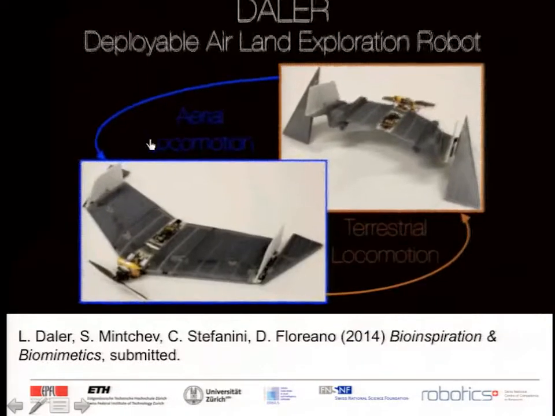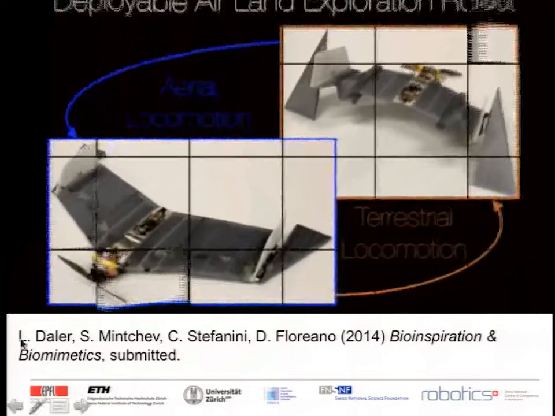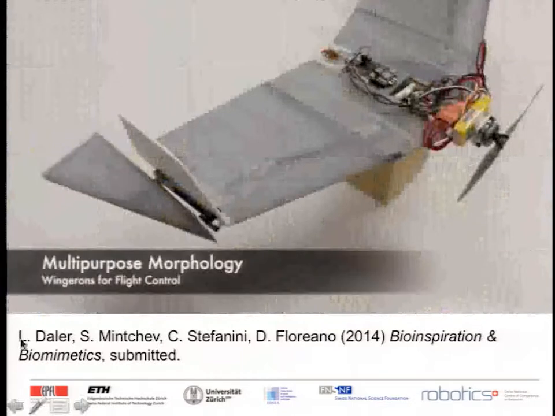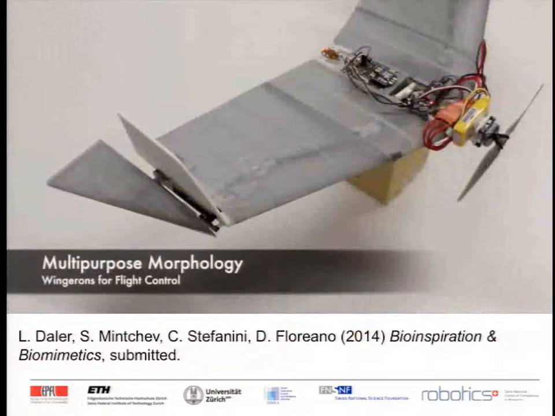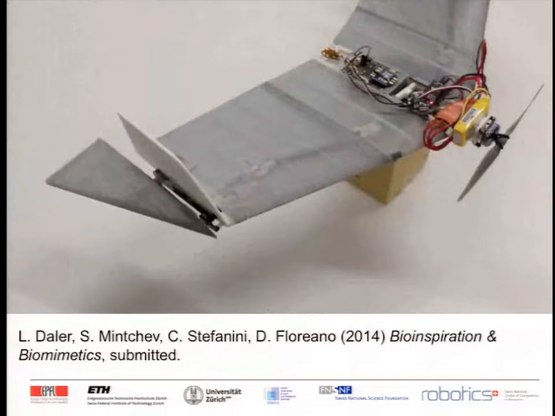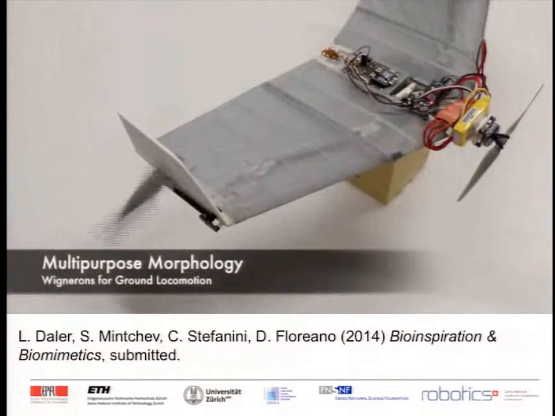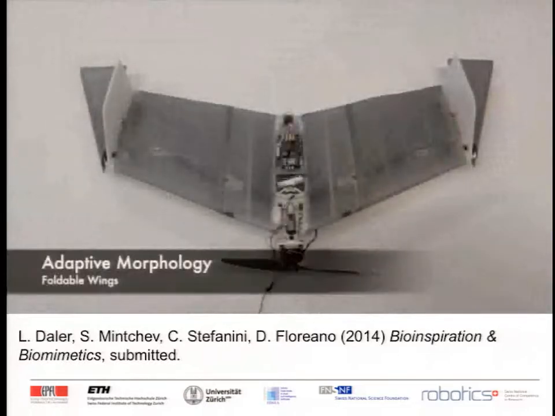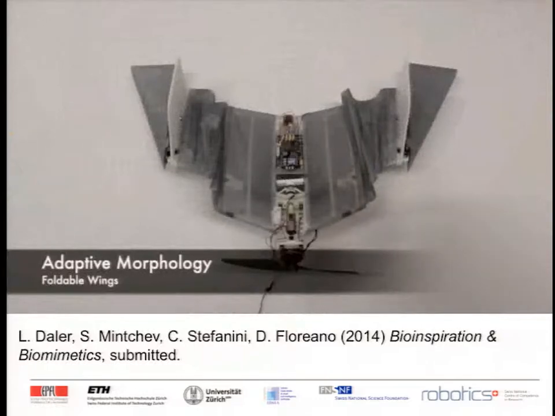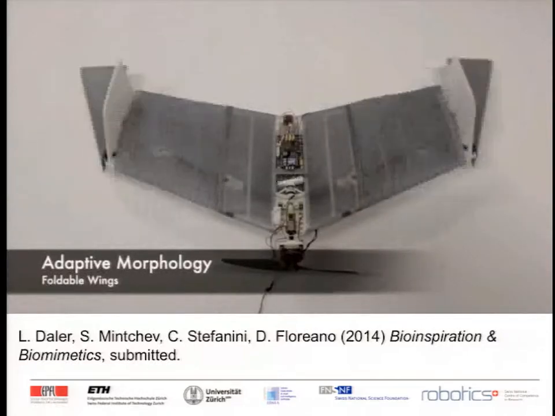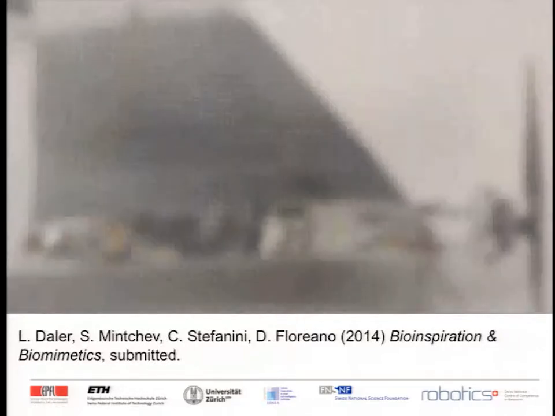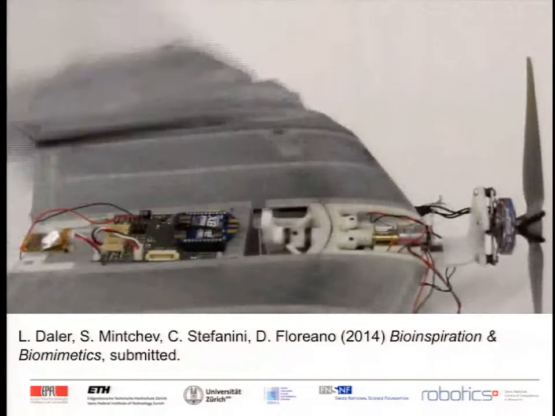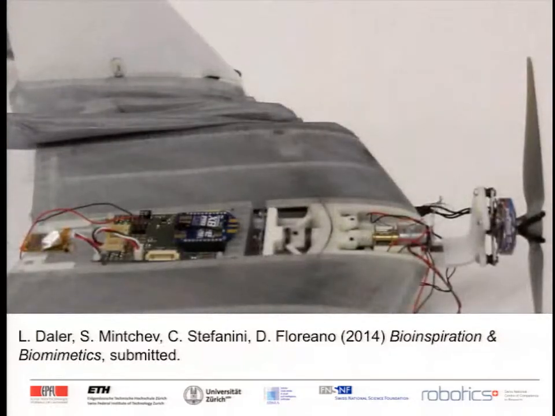Here is a video of this robot. So you see here we have what we call the wingerons. These are the tips of the wings which are used for locomotion. One of the things that we need to do when we want to walk is bring these wingerons closer to the center of mass of the robot. And for that, we use an articulated system, which is a replica, if you like, of the arm of the bats and the arms of the birds. So you can see here the wings retracting.